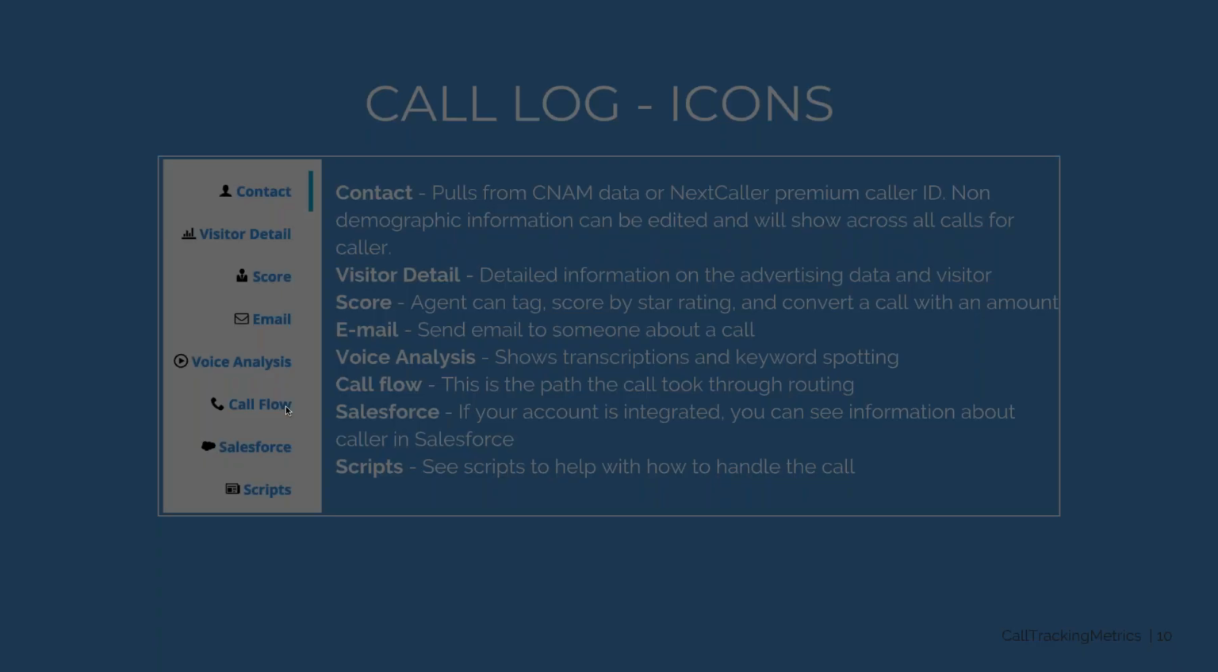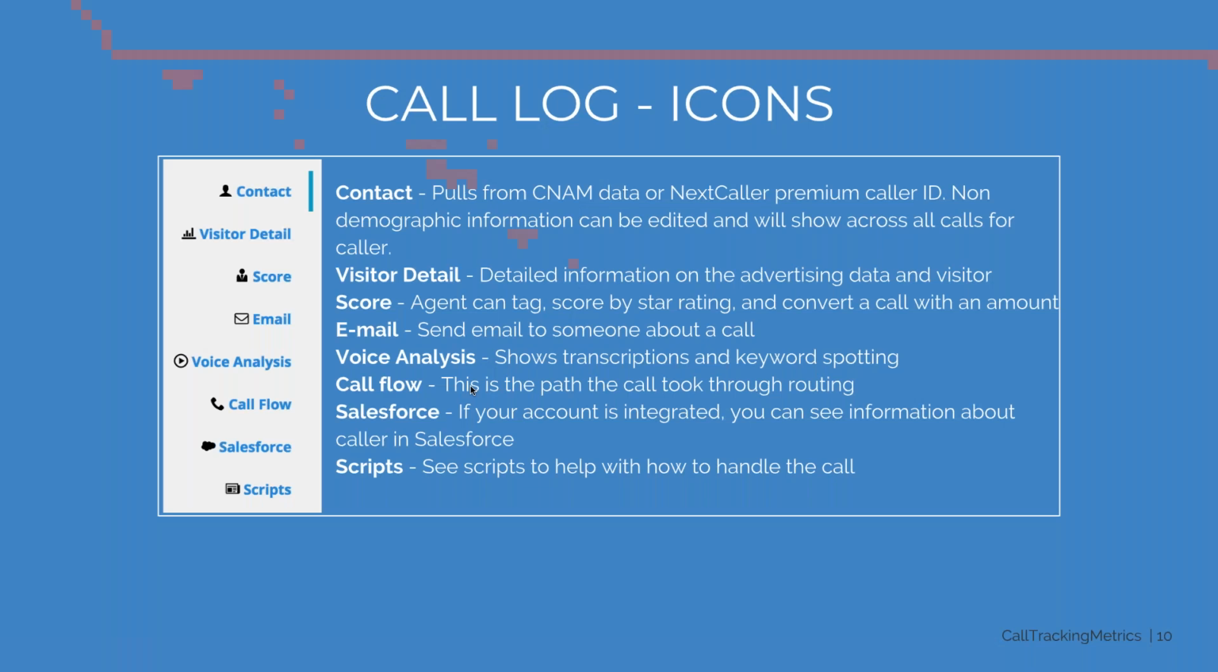So next here we have the call flow. This is going to show us the path the call took through your routing. So if a caller comes in and then hits your IVR menu, it's going to show you that. It's going to show you what buttons they took on the IVR menu, who it rang to. So it really breaks down all the steps that the call process took.